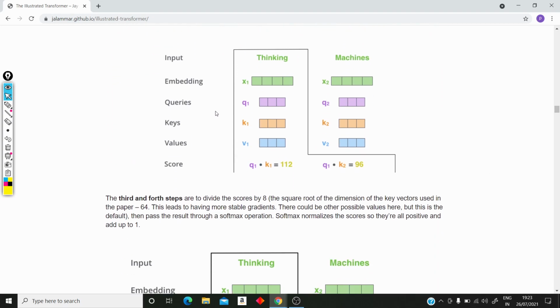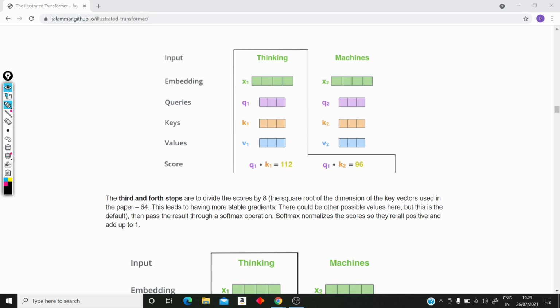Now after getting q1, k1, v1 and so on, we are calculating a score. And what is this score? It's nothing but the dot product of q1 and k1, and we get 112 here, because the dot product between two vectors is a scalar quantity. Similarly we calculate q1 k2, and we get these two scores.